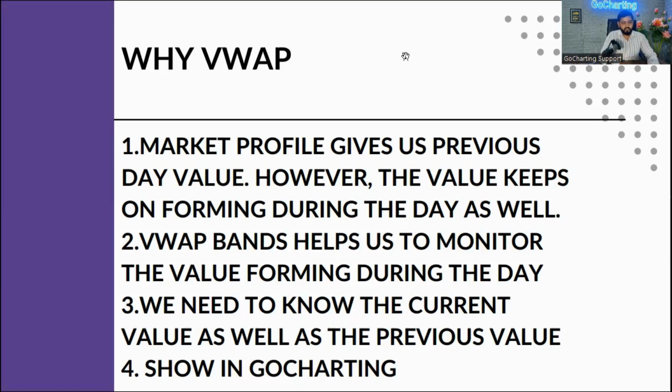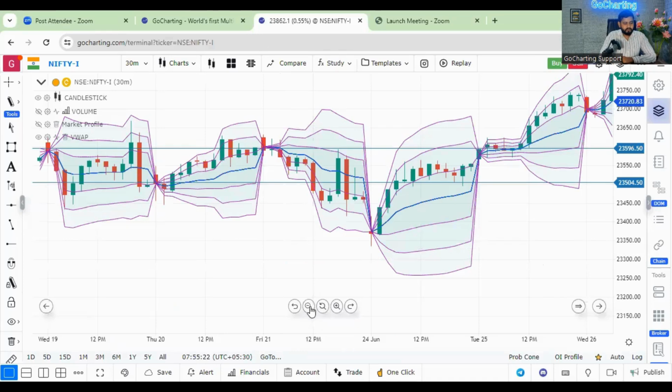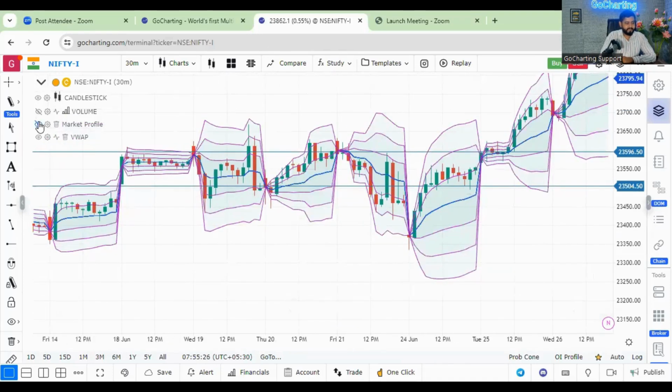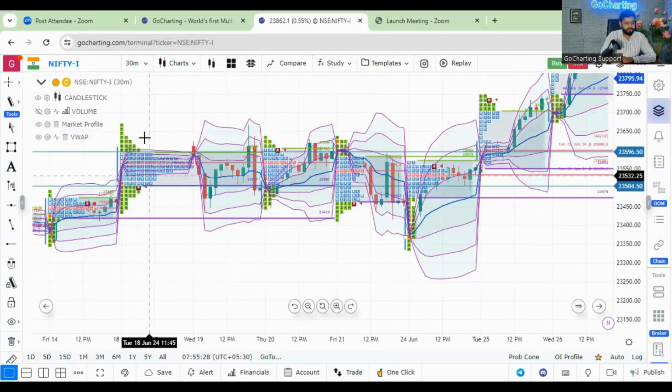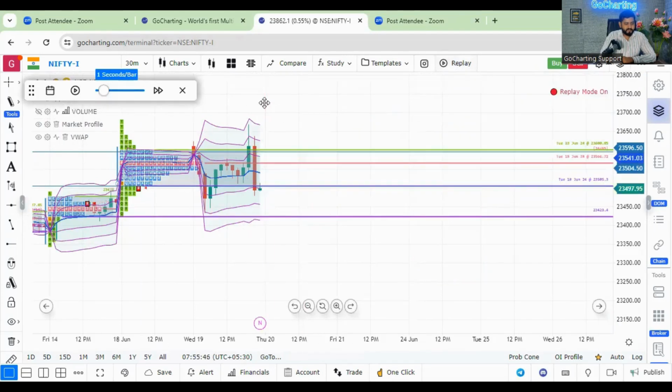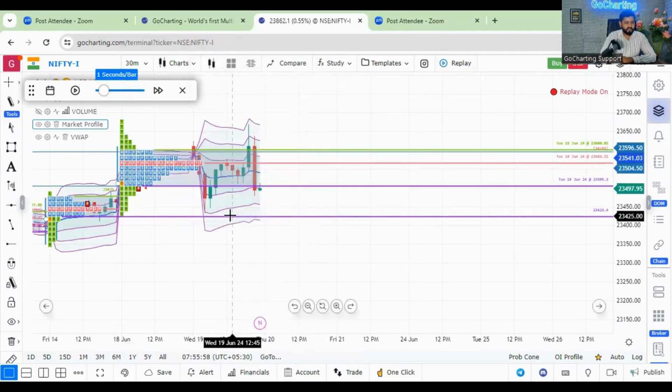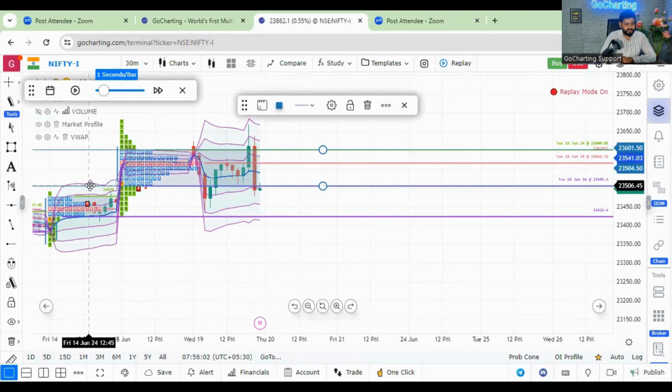Now let me show you this in Go charting. Say, for example, if you apply the market profile, this was our composite market profile. If you see this particular day, this day and this day we have made this composite profile. Let me unmerge it for you. So these are the two market profiles, and we have simply merged them, merged to left. So this was our value area. This line is showing us the value area.